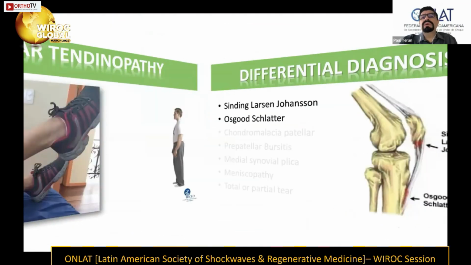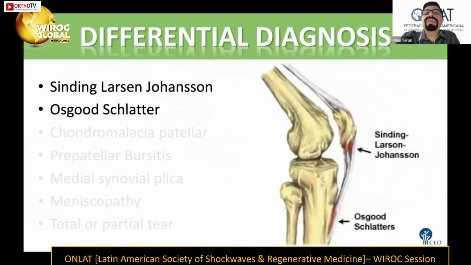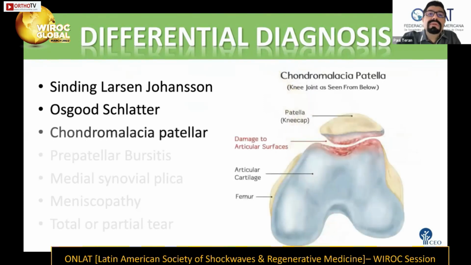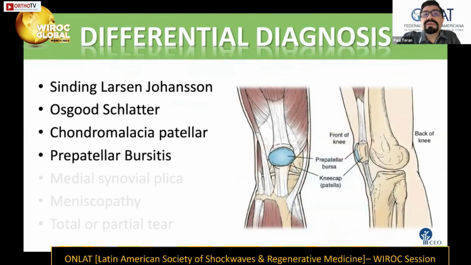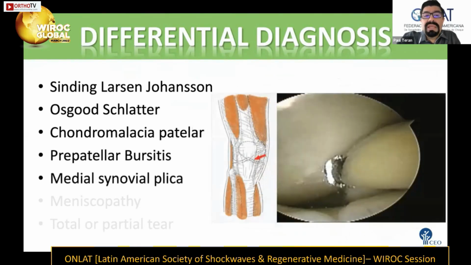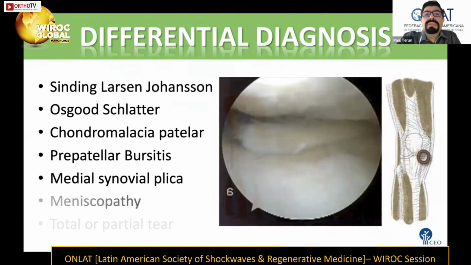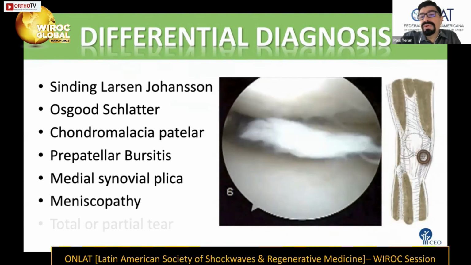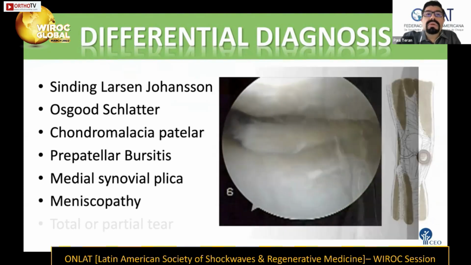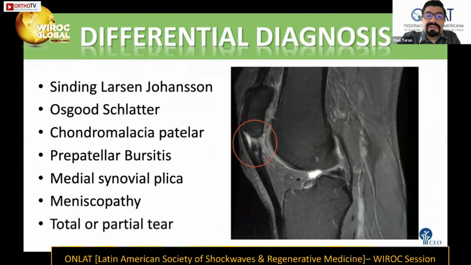It's important to think of the differential diagnosis, like Sinding-Larsen-Johansson in younger patients, Osgood-Schlatter too, patellar chondromalacia, patellar bursitis, medial synovial plica, meniscopathy, or rupture. Total or partial tear of the tendon is very important.